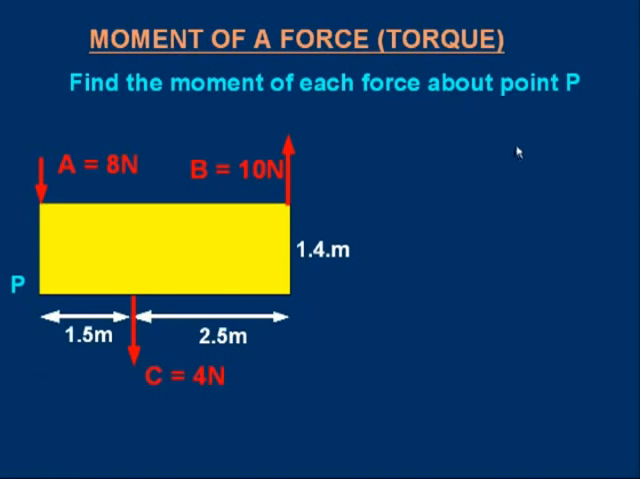Let's now go through it. Moment of A about P, we don't have to draw the line of action because it is obvious. It goes down through P here. That's 0 distance from P.